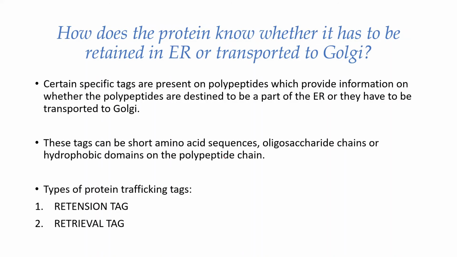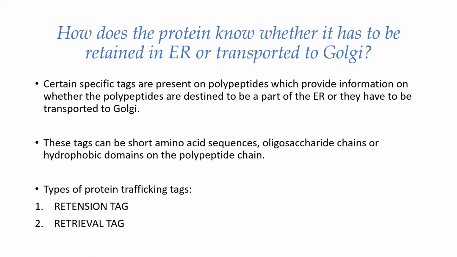Now, how does a protein know whether it has to be retained in the ER or transported to the Golgi? We kept on studying the transport of proteins between ER and Golgi, right? If all the ER proteins reach the Golgi, the ER will be left empty, right? So how does the protein know whether it has to be retained in the ER or transported to the Golgi?